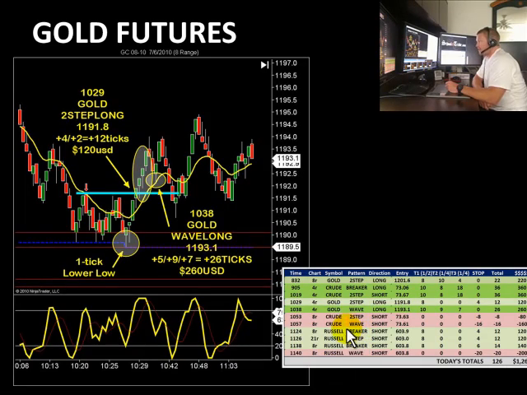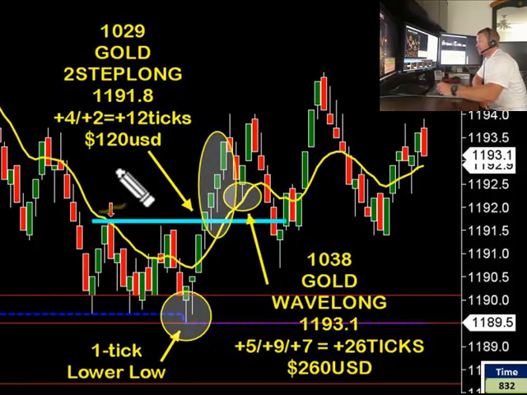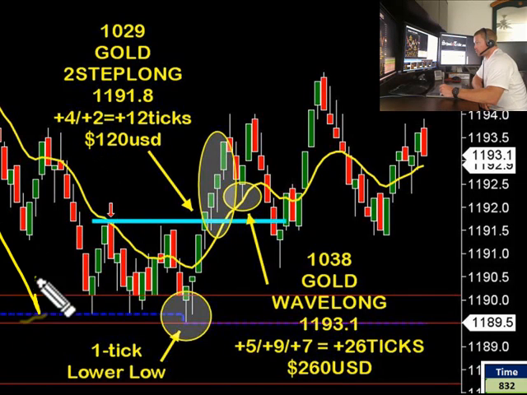Back-to-back, great example here, guys. Now over on gold, 1029 and 1038, 10 minutes apart here. Now look for a second, guys. The first trade's a reversal. Short-term trend is down. We're going to bounce off the low of day.